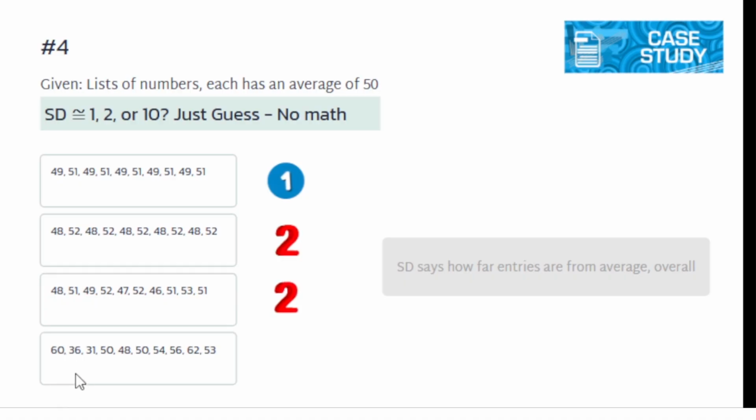The last one, 60, that's 10 above the average. 36, that's 14 below the average. The 31, that's almost 20 below the average. So if we had to choose between these 3 numbers, I would choose 10 as a guess for the standard deviation. Okay, remember the standard deviation says how far entries are from the average overall, as a whole.